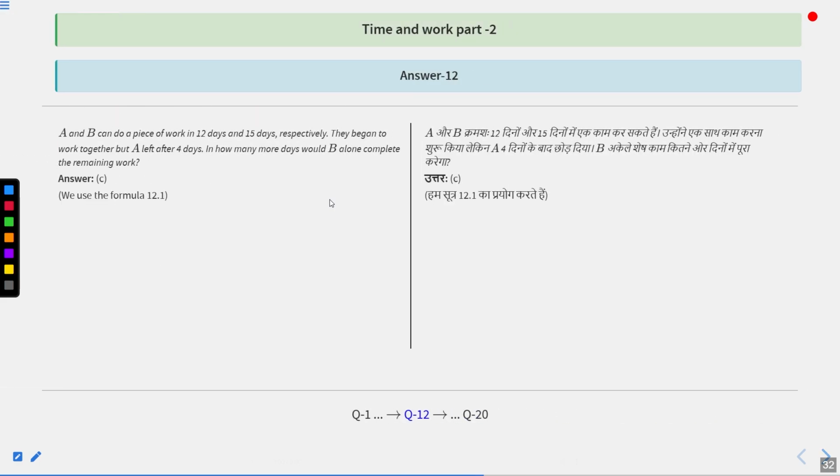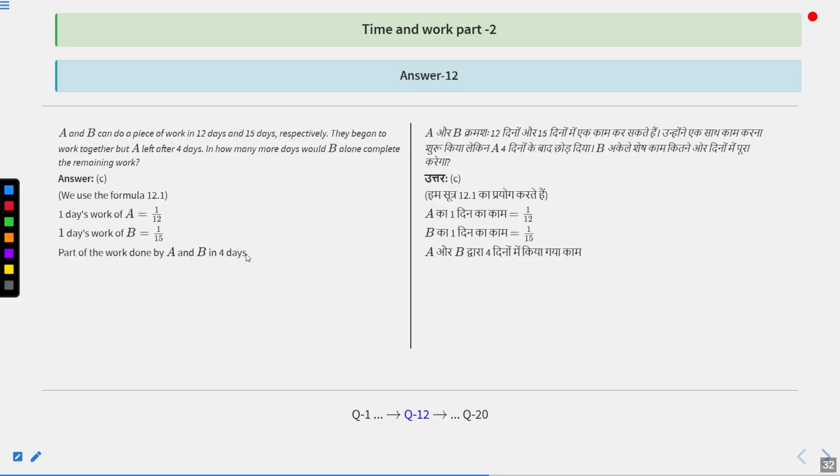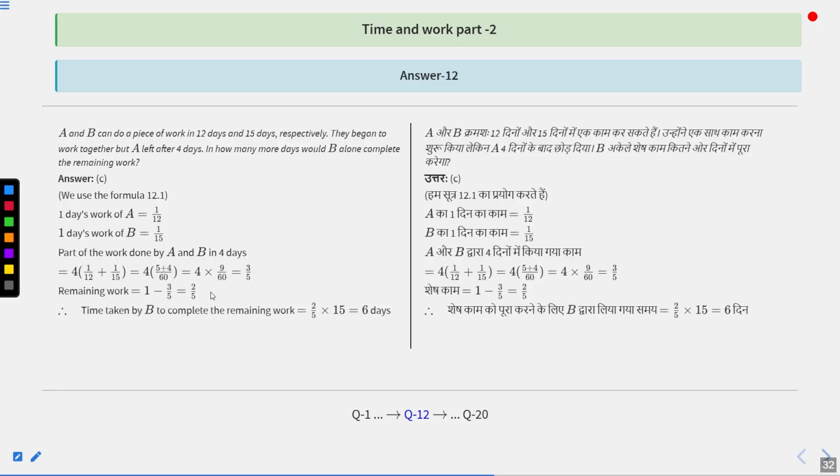Time's up. Let's see the solution. A's one day work will become 1/12. B's one day work is 1/15, because they complete the work in 12 and 15 days respectively. Clear? So the part of work done by A and B in 4 days is 4 multiplied by (1/12 plus 1/15), which gives 3/5 of the work completed in 4 days. So the remaining work will become 1 minus 3/5, which is 2/5. The efficiency of B is 1/15, so time taken by B is 2/5 divided by 1/15, which is 6 days. Clear? Solution to be continued.